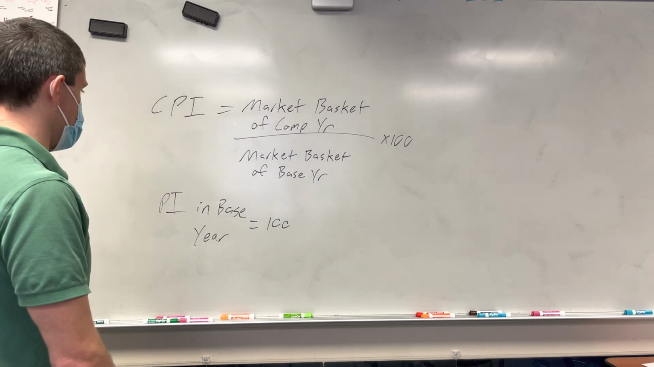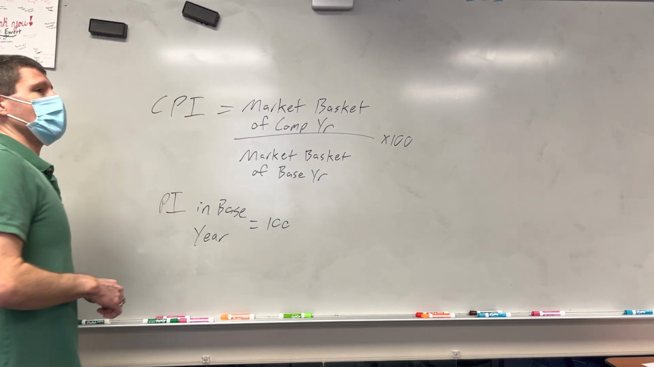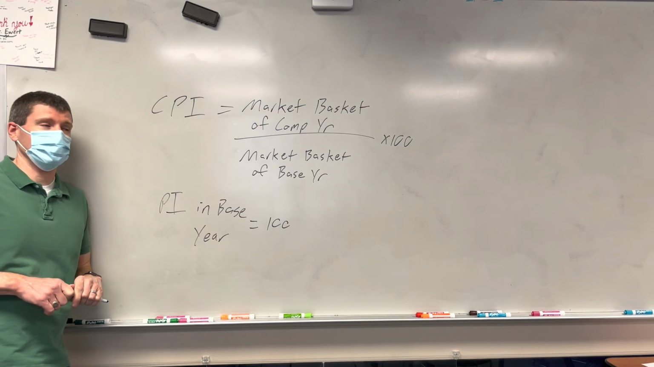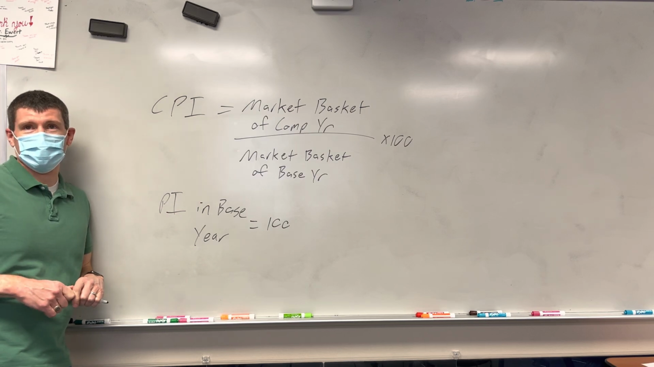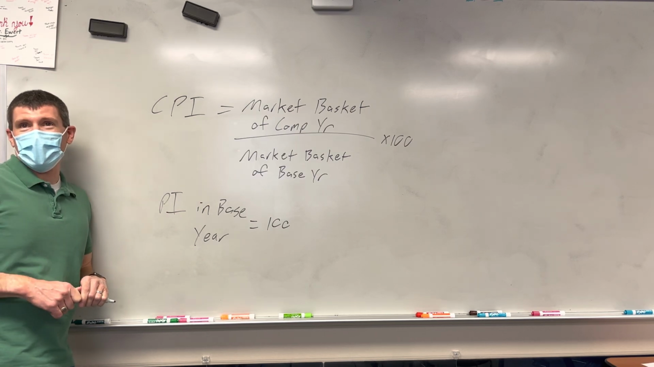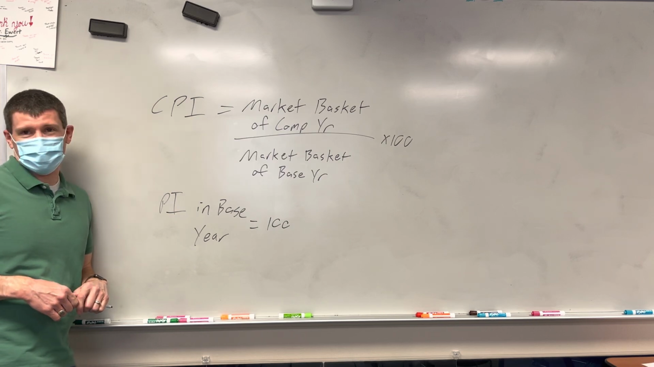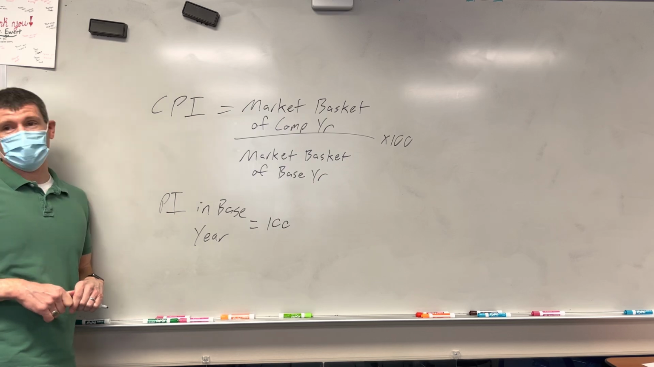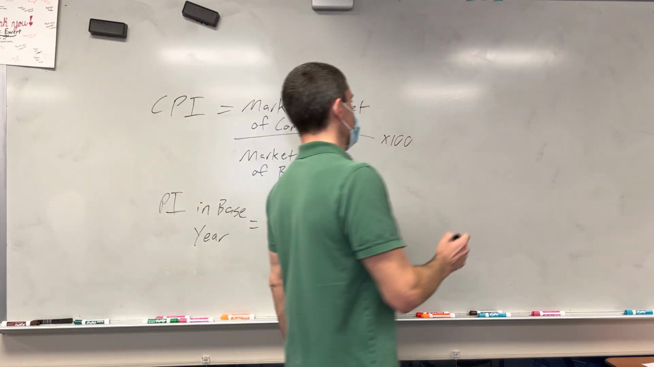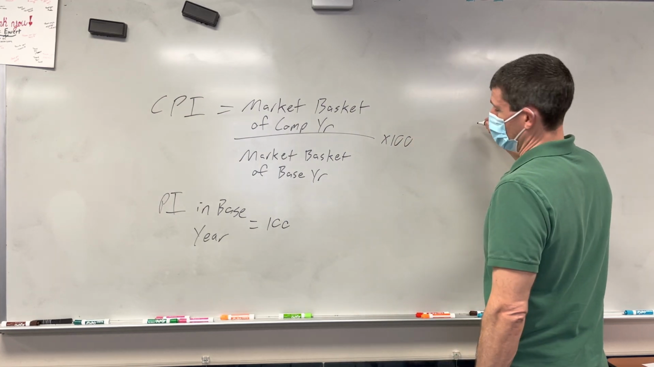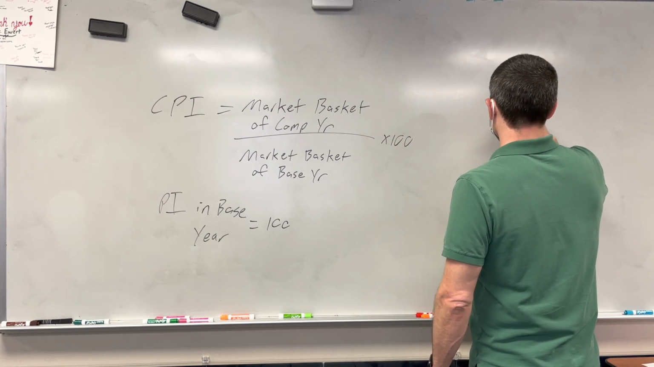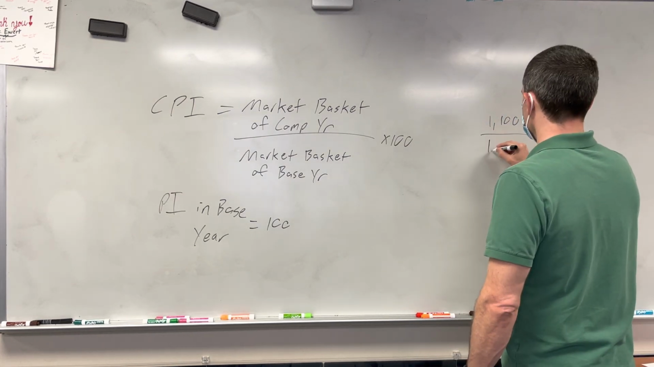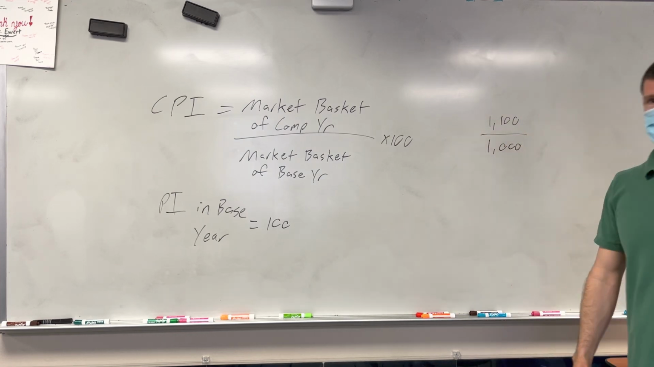How about this? Let's say, I'll try to keep it relatively easy, especially since I'm trying to do math on the fly. Let's say in 1 year the market basket of goods is $1,000, and that's our base year, okay? The next year the market basket of goods costs $1,100. So in our comparison year, let's say it's 2016, the market basket was $1,100. And then in the base year, that market basket was $1,000.